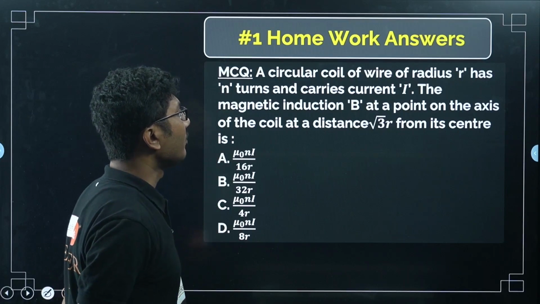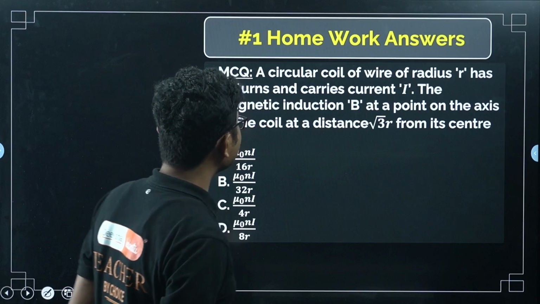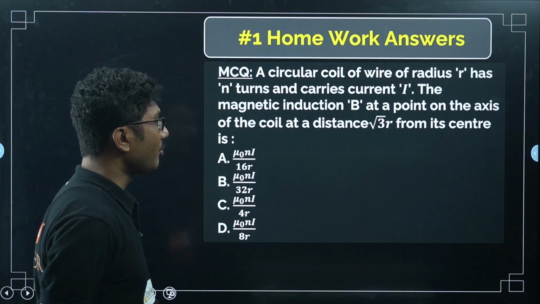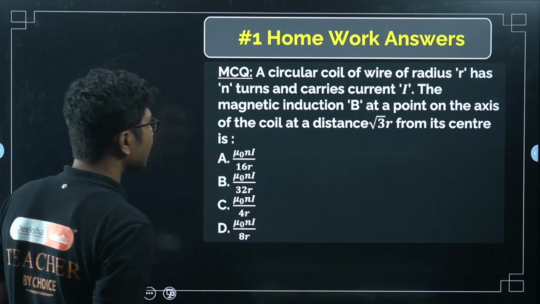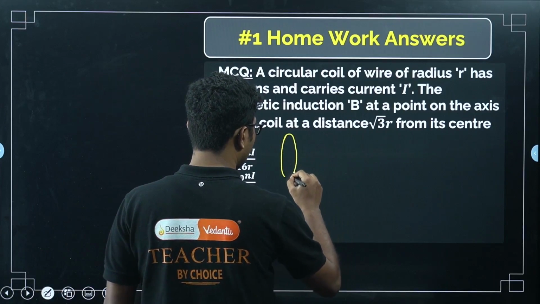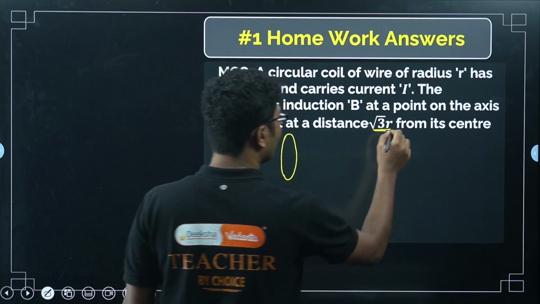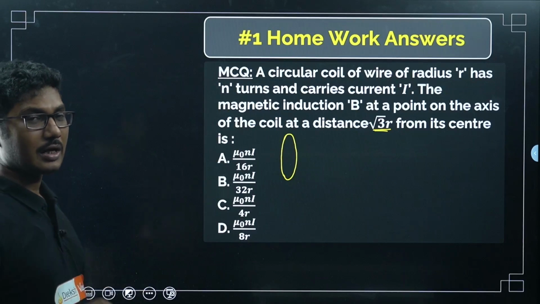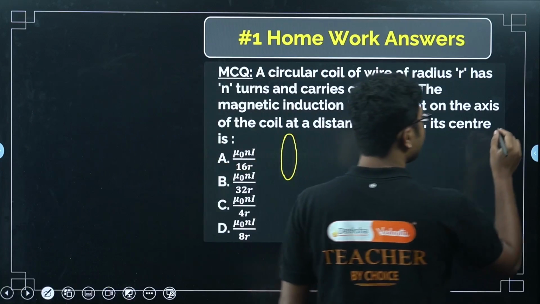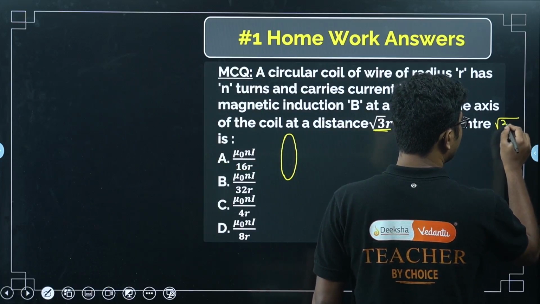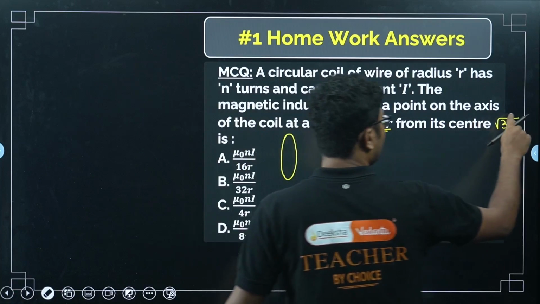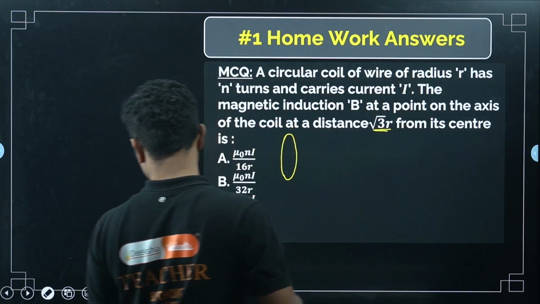A circular coil of wire of radius R has N turns and carries a current I. The magnetic induction B at the point on the axis of the coil at the distance root 3 R. So what was the problem? We have a circular coil. One thing to be noted: it will be root 3 times R, not 3R whole root. In my problem yesterday, I think by mistake it was given as that. But this is incorrect. It will be only this.